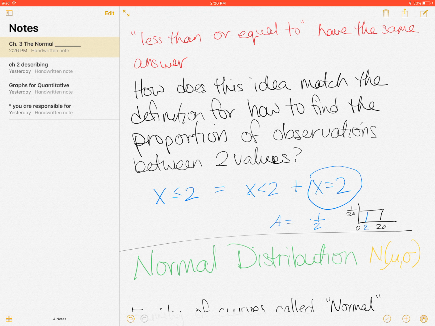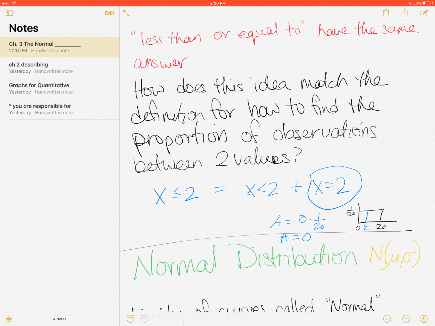well, the height is 1/20, but the width, there's no width. We don't start at somewhere and end at somewhere else. We started at 2 and ended at 2. The width is 0, and therefore, the area is 0. And one single value doesn't matter.